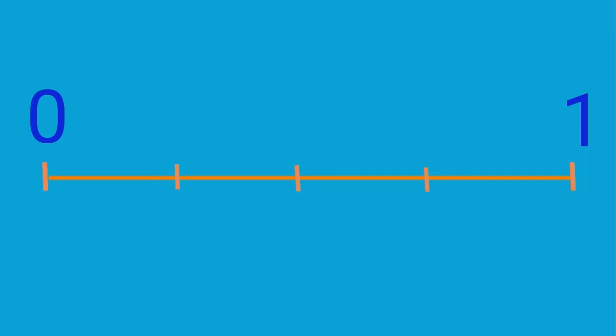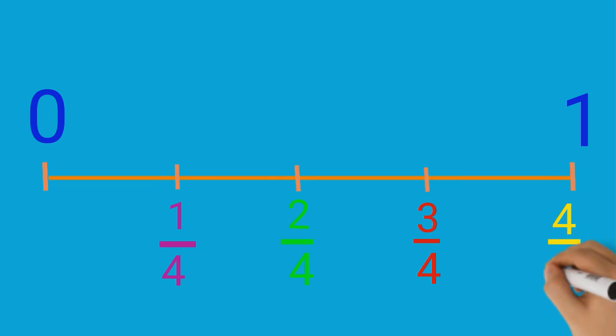Then we can label the number line like this: 1/4, 2/4, 3/4, and 4/4, which is also known as 1.